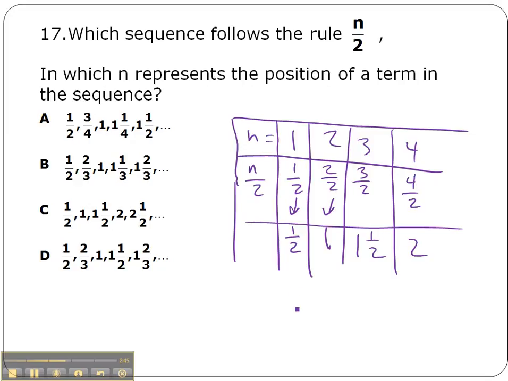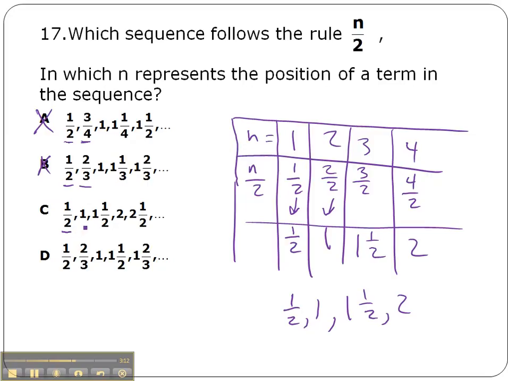So our list of terms should look like this. 1/2, 1, 1 and 1/2, 2. Our term is increasing by 1/2 for every position in our sequence. So looking at our answer choices. The first term in this sequence is 1/2, so that matches. The second term is 3/4. That's not right. Answer choice B, 1/2, 2/3, cross that one out.